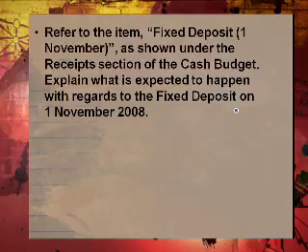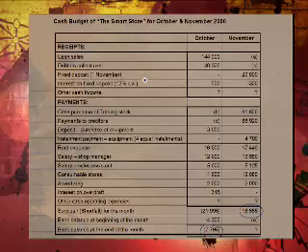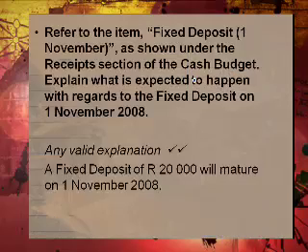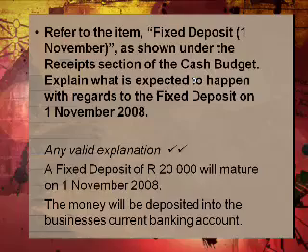Refer to the item fixed deposit as shown in the receipt section of your cash budget. Explain what is expected to happen with regards to the fixed deposit on the 1st of November. You can see there's my fixed deposit, right? Something is happening here. What is happening? A fixed deposit of 20,000 Rand will mature on the 1st of November. How do we know that, guys?